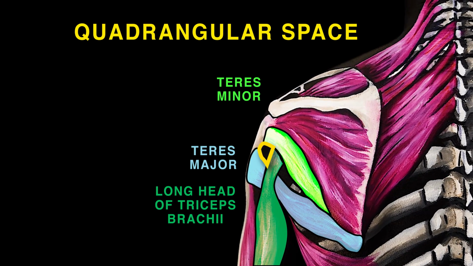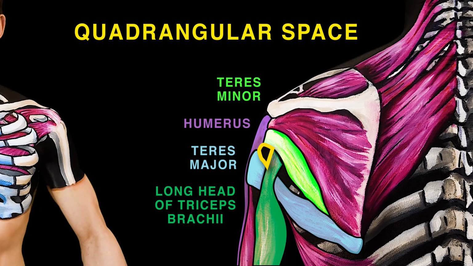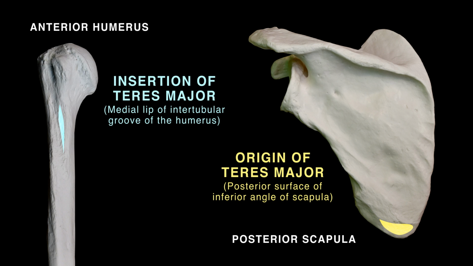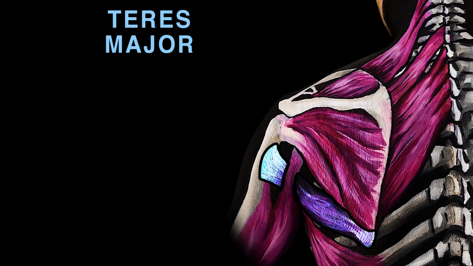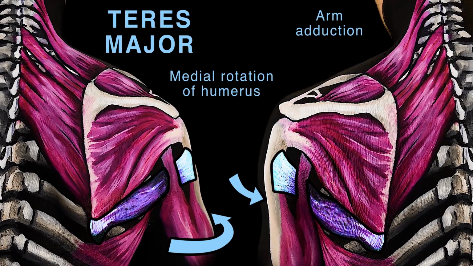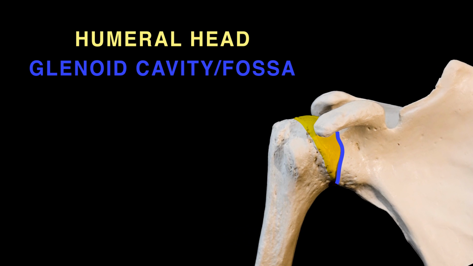Teres major is on the inferior border of the quadrangular space, which is found between teres minor and major, the long head of the triceps brachii, the humerus, and the subscapularis. It originates from the posterior surface of the inferior angle of the scapula and attaches to the medial lip of the intertubercular groove of the humerus. The teres major adducts and extends the humerus and medially rotates the humerus. It also helps stabilize the humeral head in the glenoid cavity or fossa.